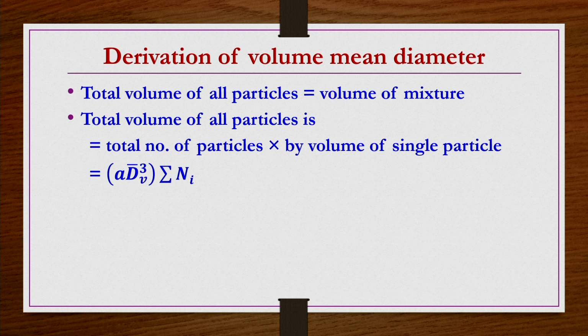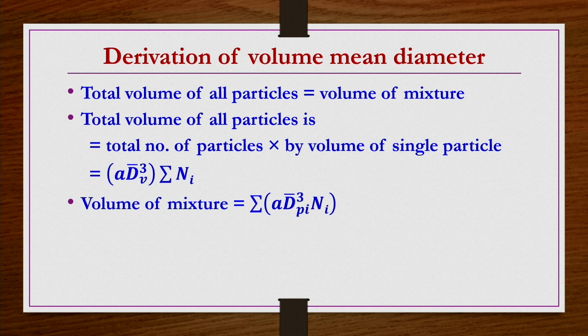So, that is A dV bar cube sigma Ni. Sigma Ni is the total number of particles in the sample, and the volume of a single particle having the average diameter, the volume mean diameter dV bar, should be dV bar cube multiplied by the volume shape factor A. So, A dV bar cube sigma Ni. Then the volume of the mixture should be sigma A dPi bar cube Ni.